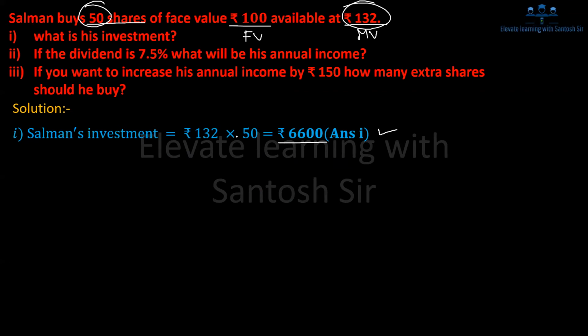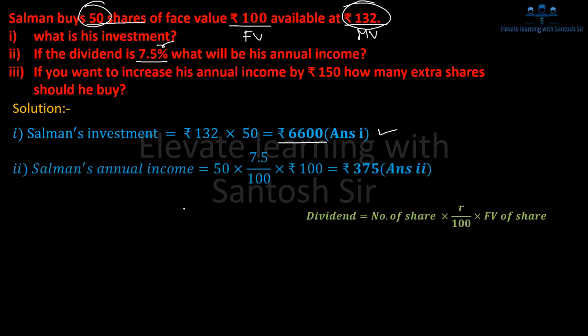Answer to the first sub question. If dividend is 7.5%, so we have the rate of dividends. Let us calculate the annual income. Annual income is given by number of shares, that is 50, multiplied by rate of dividend, that is 7.5 upon 100, multiplied by face value, that is 100. We can cancel out the zeros. Now this 0 can eliminate the decimal. 75 into 5 is 375. So we can say that his annual income is 375. First two parts are done.